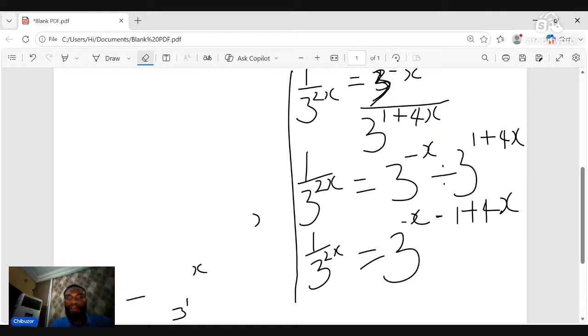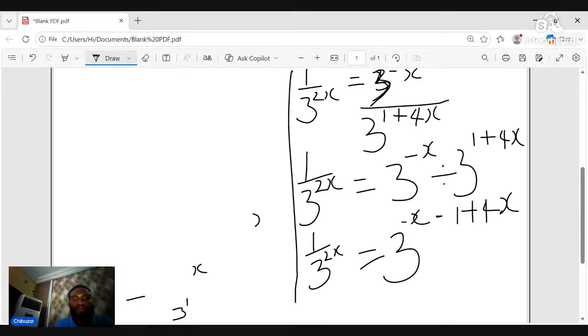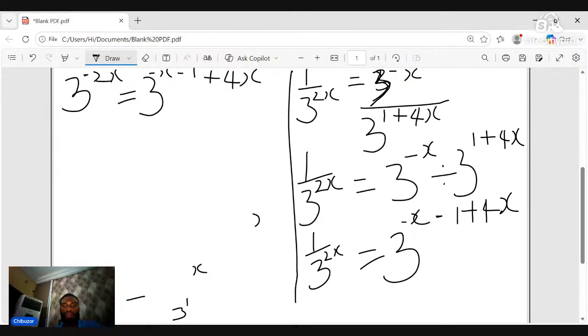So here we still have this one in an inverse shape, so we have to convert it by saying 3 minus 2x is equal to 3 minus x minus 1 plus 4x. Understood? We only converted this one now to this.